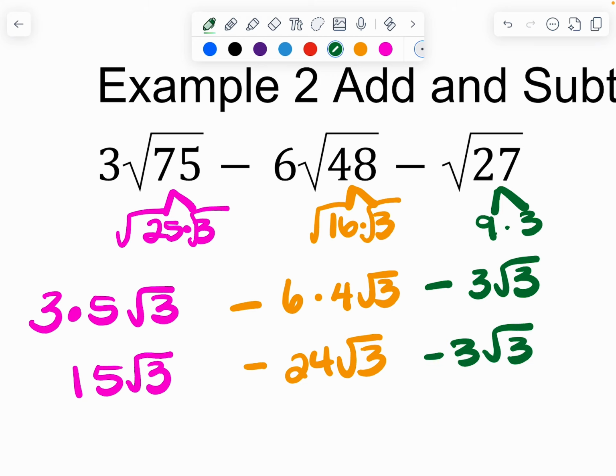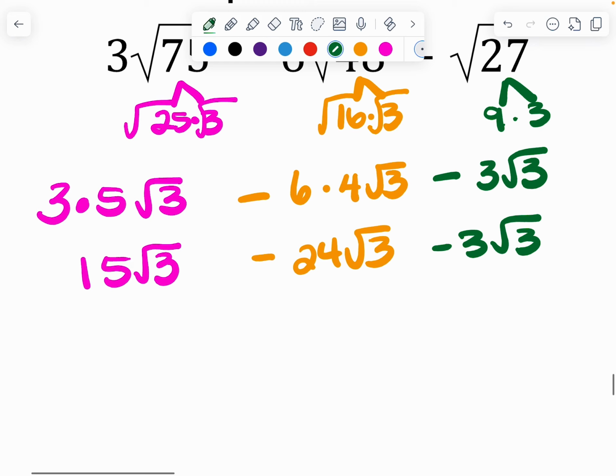Now, all of the radicands are exactly the same. They all have a 3 for their radicand. So I'm just going to add and subtract the coefficients. So if I do 15 minus 24 minus 3, I'm going to get negative 12 radical 3.